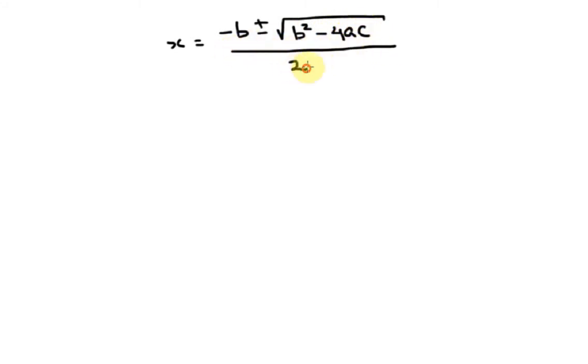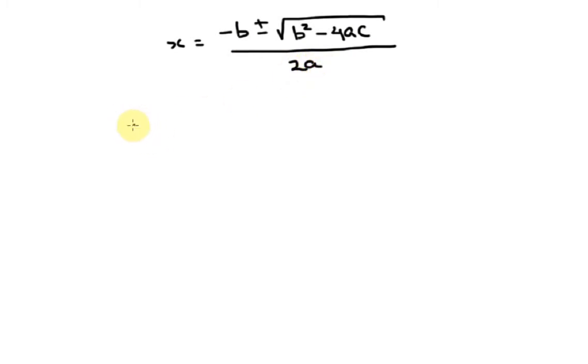So I'm just going to clear the screen here, and I'm going to rewrite so we know what we have. The quadratic formula gives us this. x equals negative b plus or minus the square root of b squared minus 4 times a times c, all over 2 times a. So we've got that there.